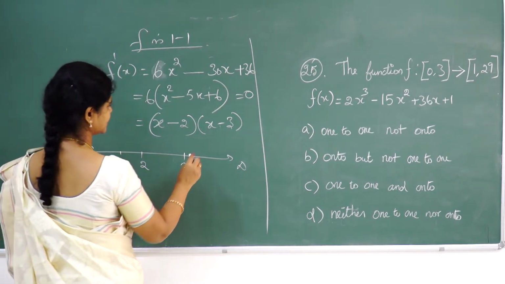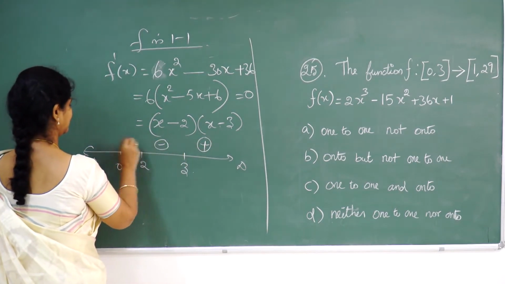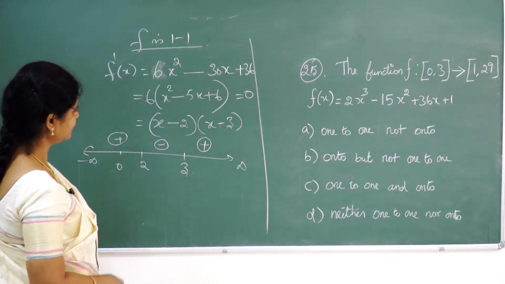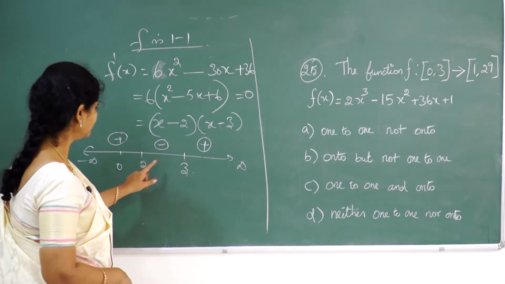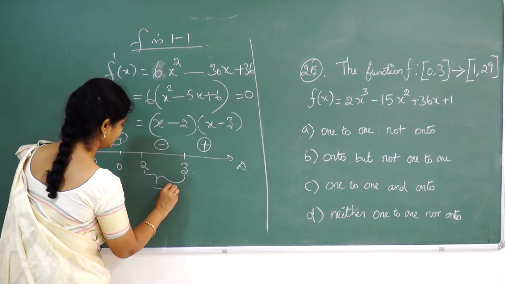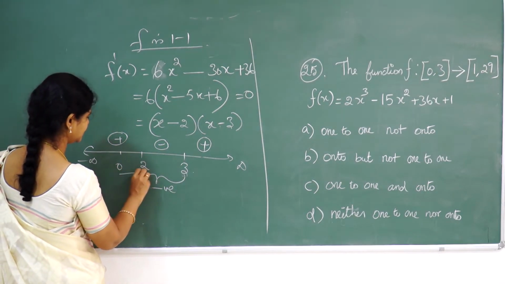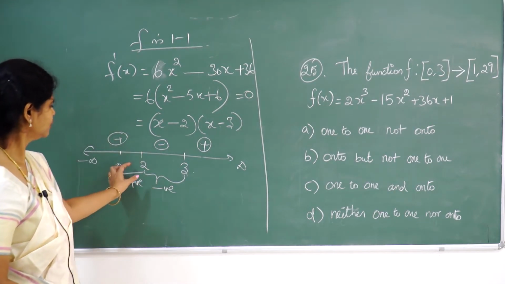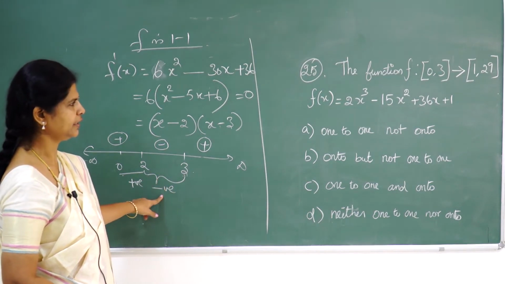So by the sign scheme method, you get plus sign here, minus sign, and here plus sign. So you have positive in this portion, up to 2, and from 2 to 3 it is negative. And 0 to 2, this is your domain, isn't it? In this domain it is positive.